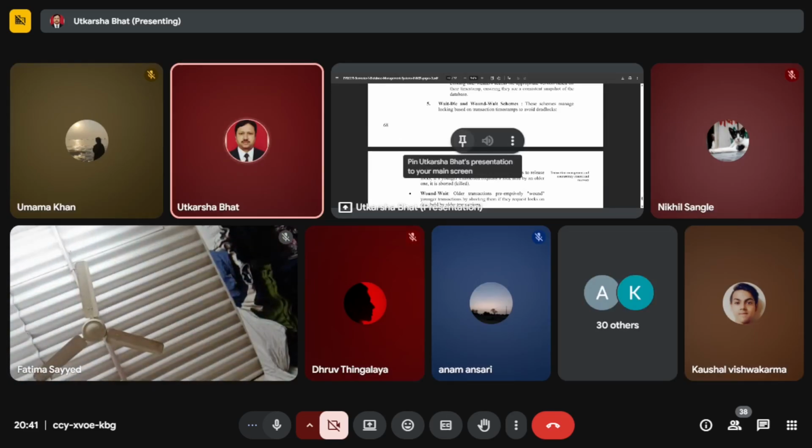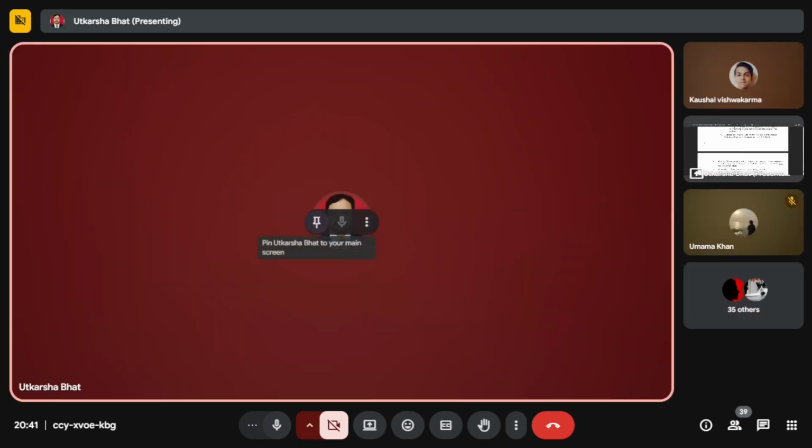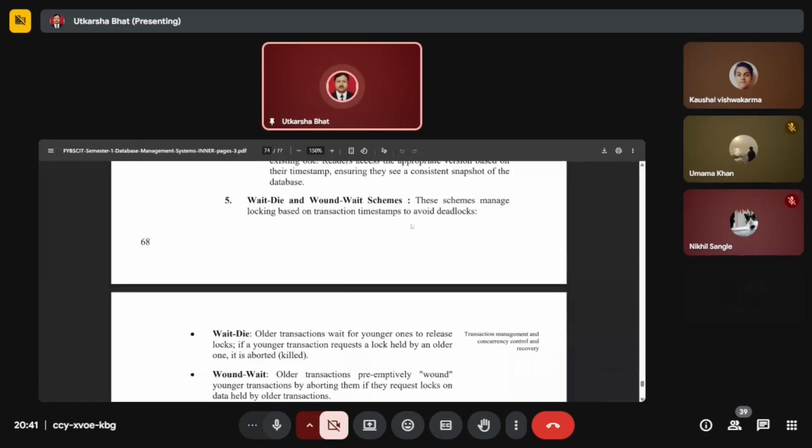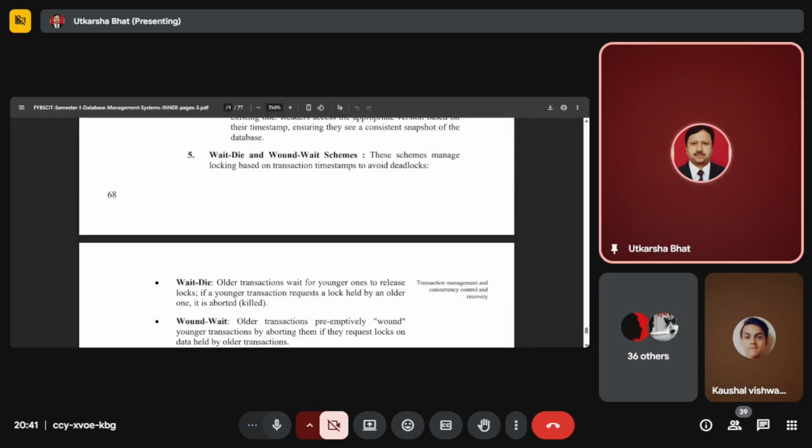Wait-die and wound-wait schemes. These schemes manage the locking based on transaction timestamp to avoid deadlock.